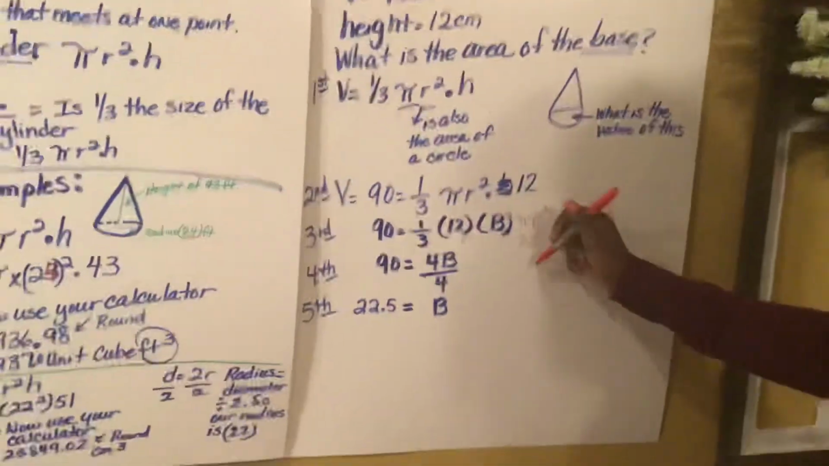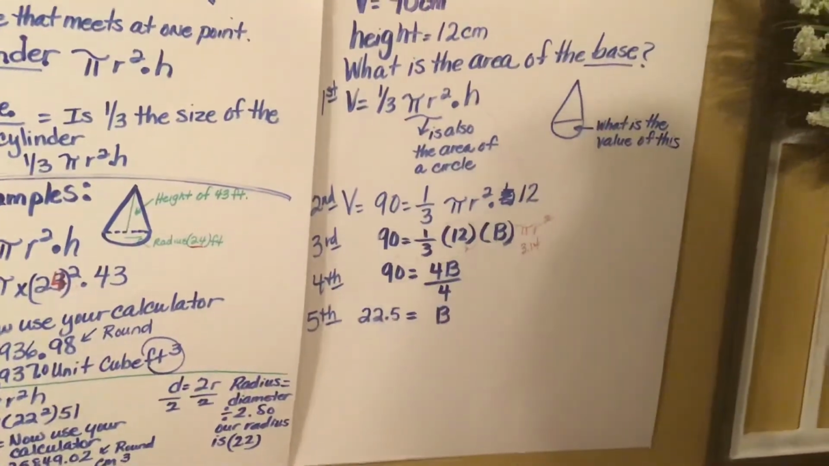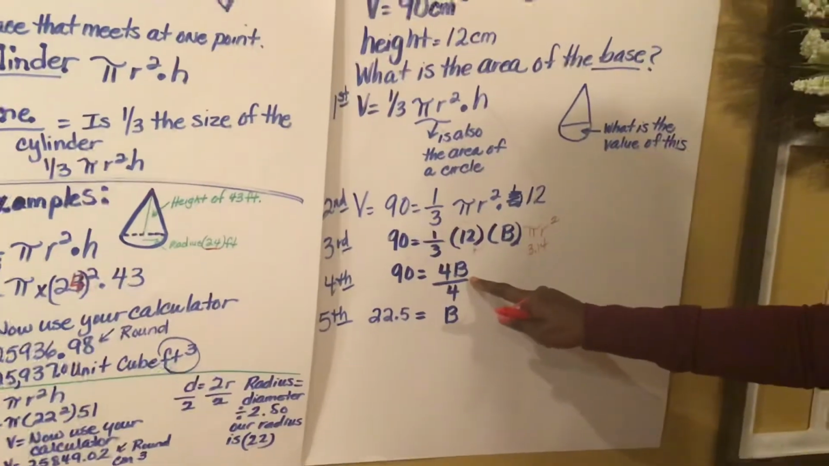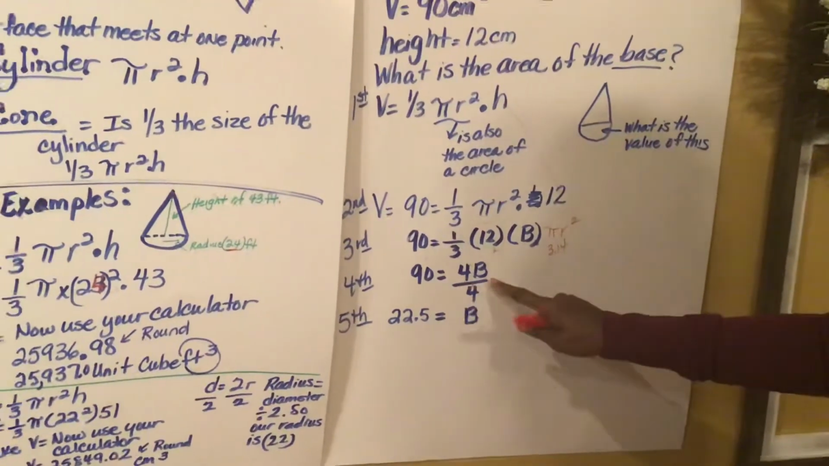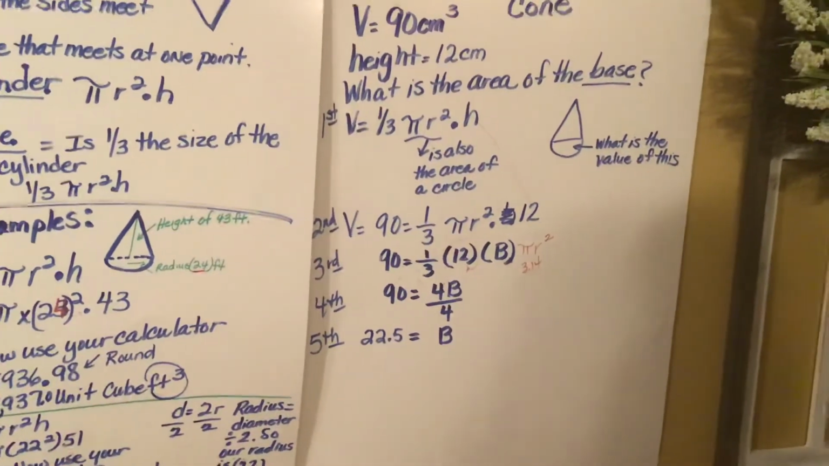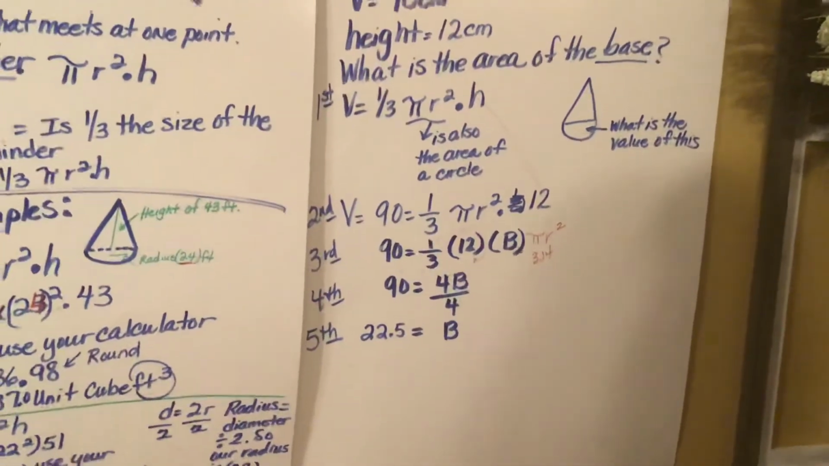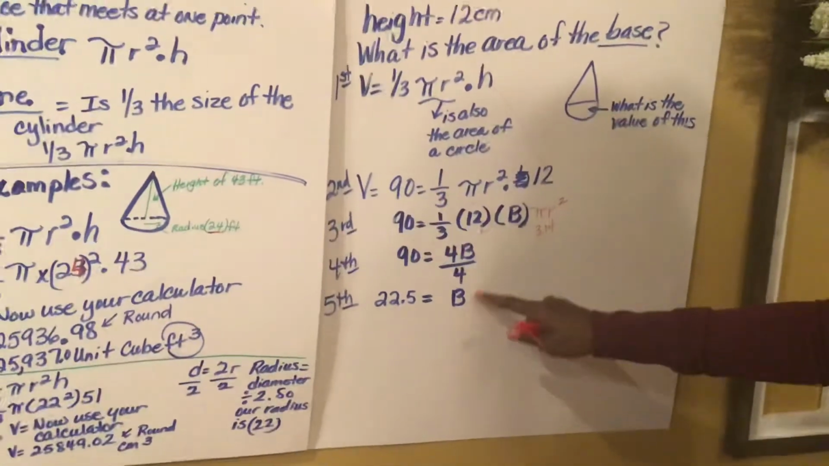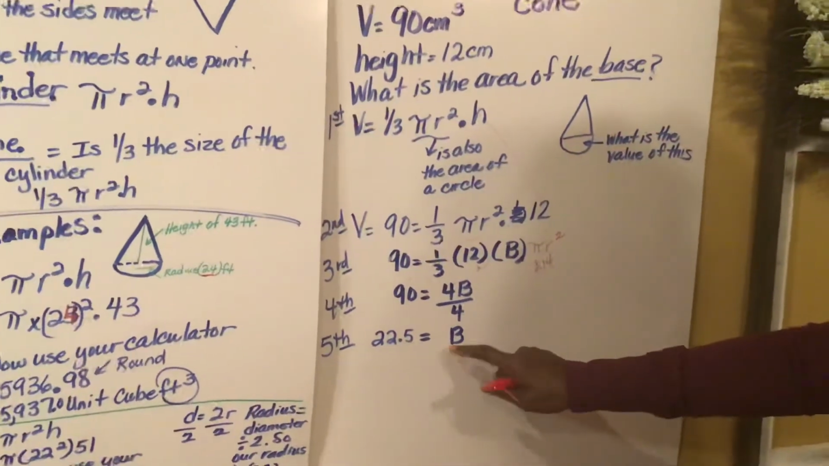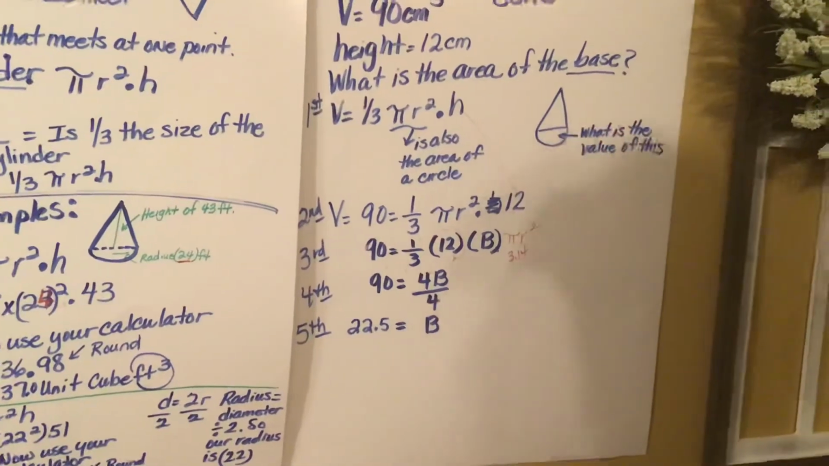All right. Good. Now, let's take a look at the fourth step. 90 equals 1/3 times 12 times B for base, which is 4 times base. Why do we divide by 4? To get base by itself, so we divide 90 by 4. Very good. And the last step would be what? When you do the division, what is your answer? 22.5 equals pi r squared. No, it equals the what? The base. Remember, we were looking for the base.